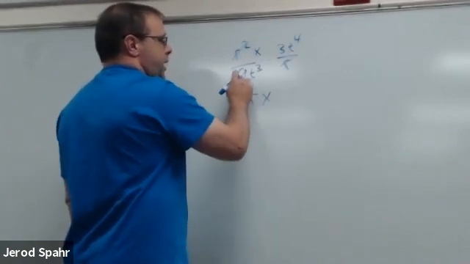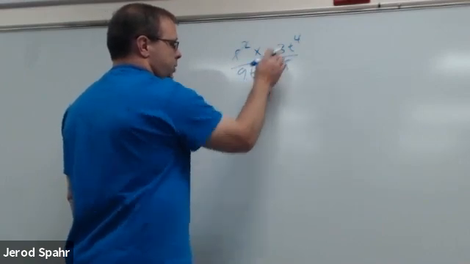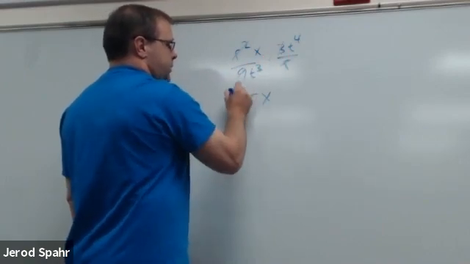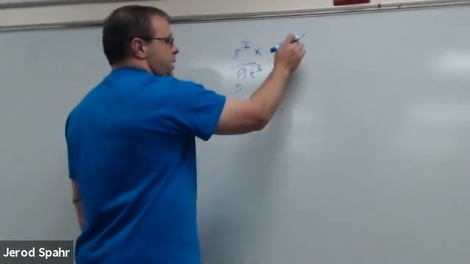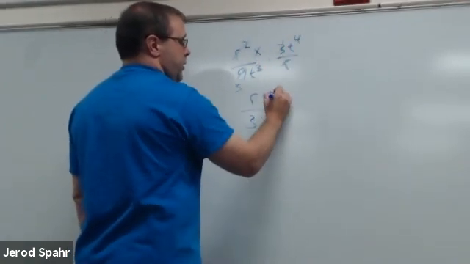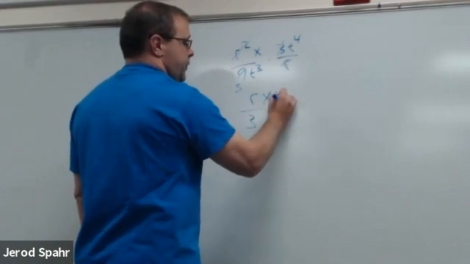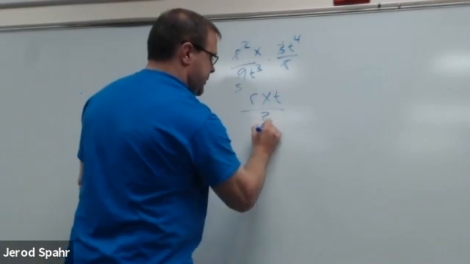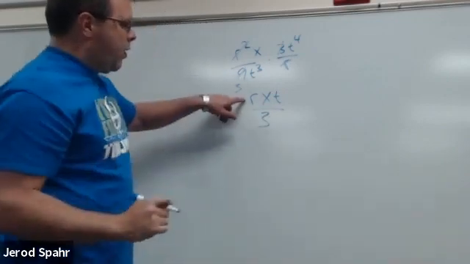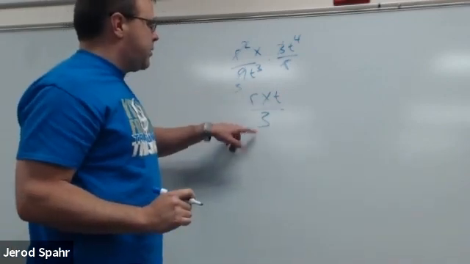I have a 3 and I have a 9. Well, that reduces. So the 3's gone out of there. That's going to reduce down to a 3, so over 3. T cubed and t to the fourth, so I subtract the powers. So I have a t. So rewriting this so it looks nice, I'm going to have r x t divided by 3.